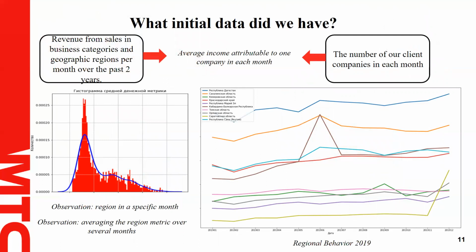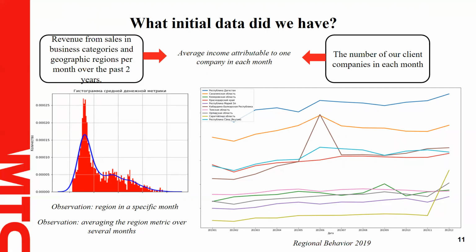Let's take a look at what data we had. We had revenue from sales in business categories of the region and geographic regions per month over the past 2 years and the number of customers for each month. And that's all. Income has very high variance, therefore it has low sensitivity. Let's divide income by the number of companies so we get the average income per company in each month. This metric is also interpretable for the business and it has lower variance.